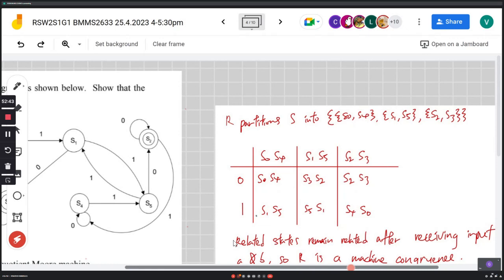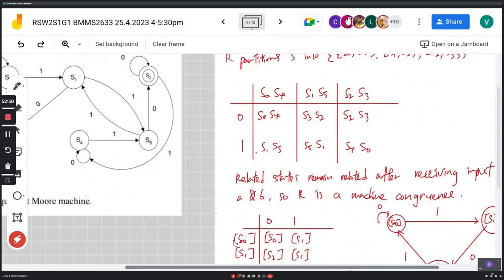Then we need to divide the classes again. That one we will look at tomorrow. So here, all of them remain related after they receive the input 0 and 1. Then we can conclude that R is a machine congruence.